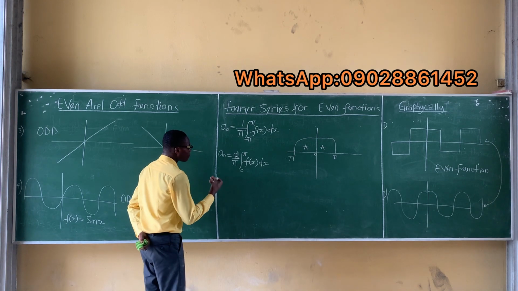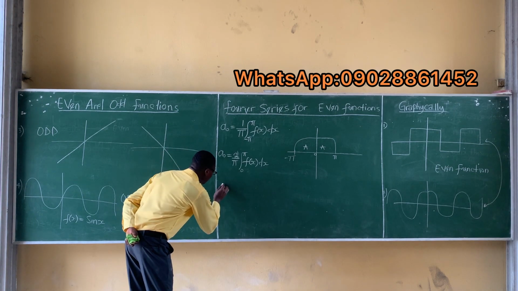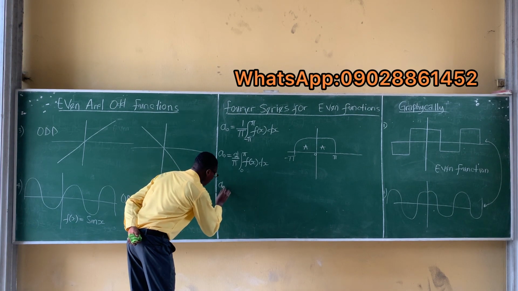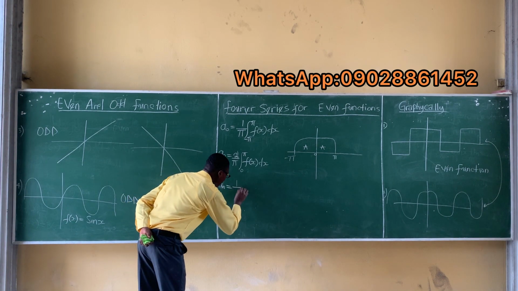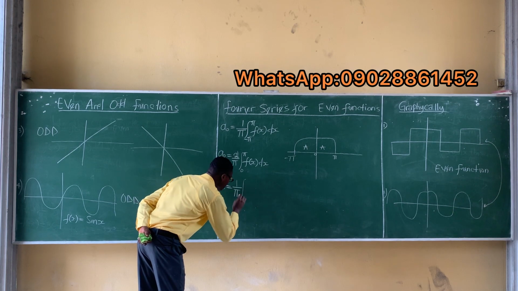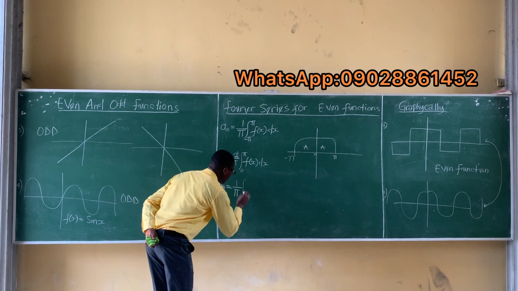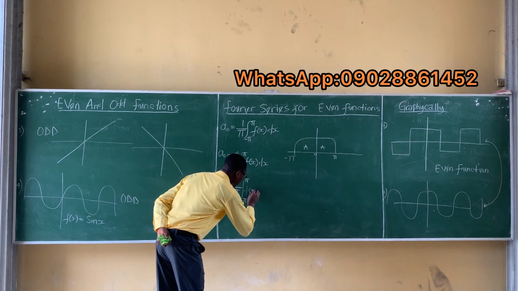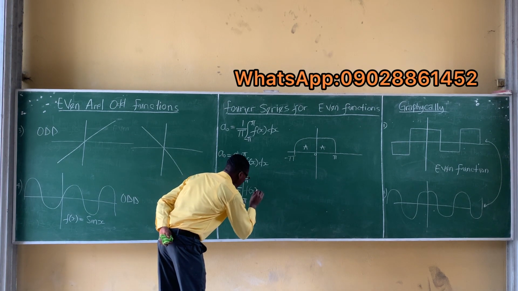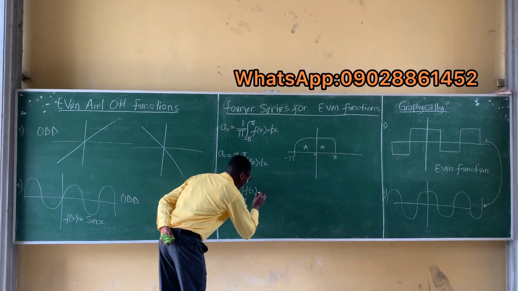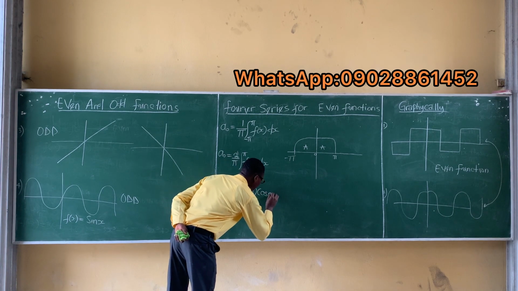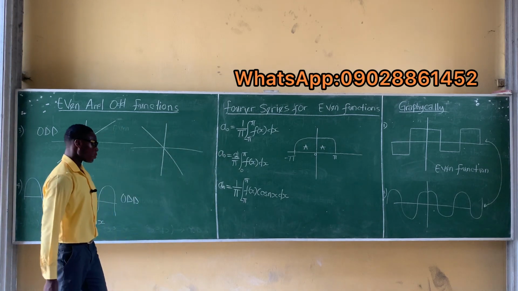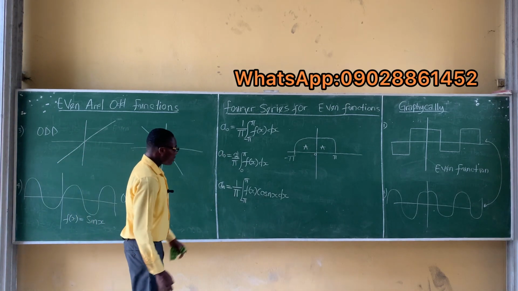What of a sub n? A sub n is equal to 1 over pi, the integral from minus pi to pi of f of x cos nx dx.